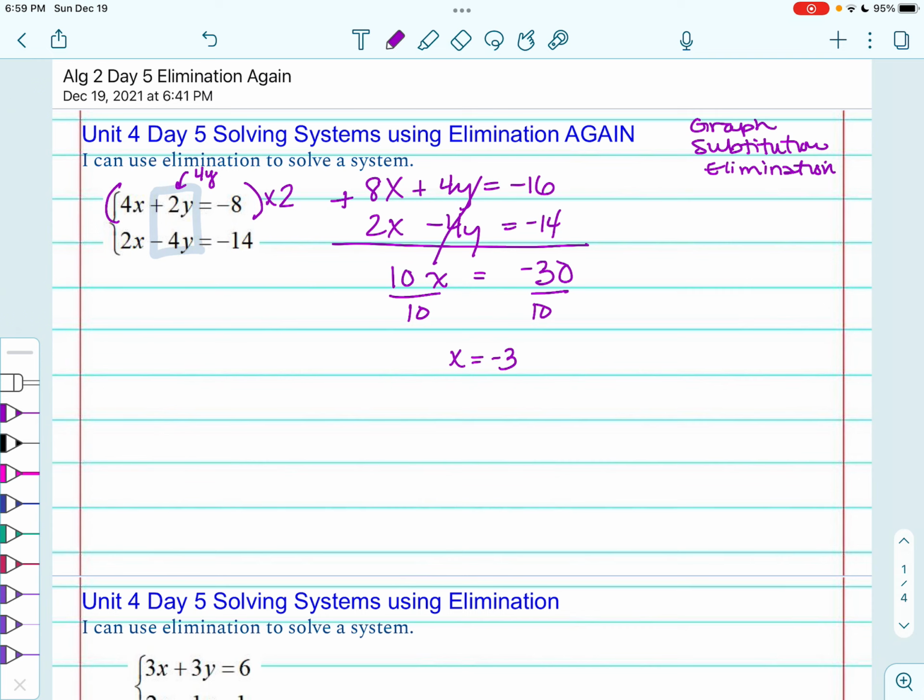Now you need to plug this back into one of these equations. Always plug in to one that you didn't manipulate. Okay, so you didn't multiply, and if possible, choose the other equation. So I plugged it in so I can solve for y.